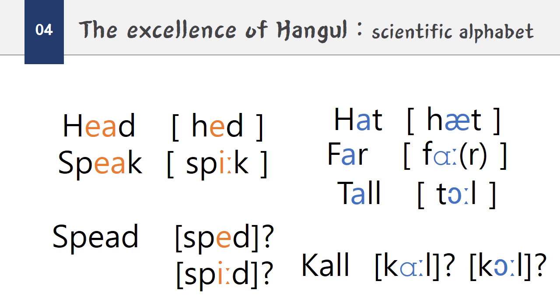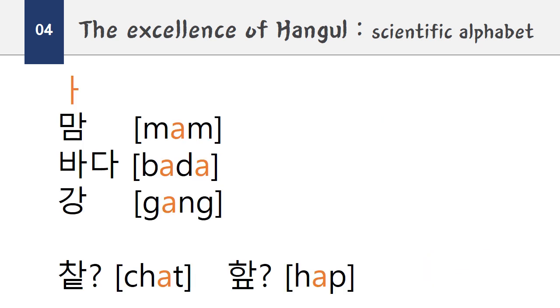Take English. EA is read as the E sound in head, but as the E sound in speak. The letter A is also pronounced differently in hat, far, and tall, depending on its combination with consonants. If you don't know how to read the letters, it's hard to pronounce them correctly. However, Korean vowels are always pronounced equally and regularly regardless of their combination with consonants, as in the following example. Therefore, everyone can read a given letter equally even if the word is not in a dictionary. That's why Hangul is known as one of the easiest and fastest-learning characters in the world. Most people can easily read it after learning for only about 1 or 2 hours.